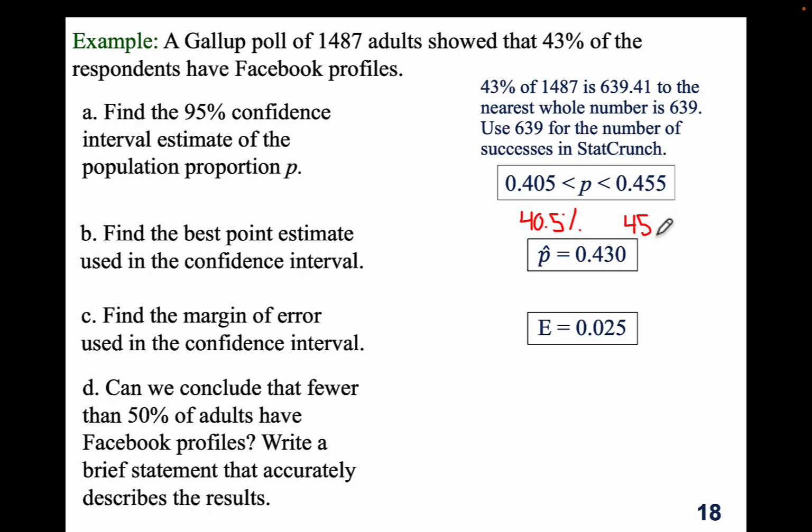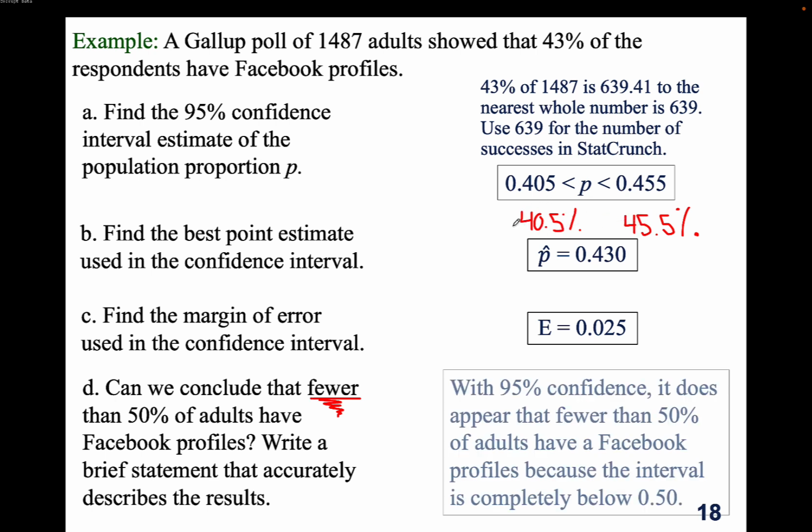So we are saying, as the statisticians, that we are 95% confident that the true population proportion of people who have Facebook profiles is between 40.5 and 45.5%. So, can we conclude that fewer than 50%? Yeah, our entire confidence interval is below 50%. So we can say with 95% confidence, it does appear that fewer than 50% of adults have a Facebook profile because the interval is completely below 50% or 0.50.